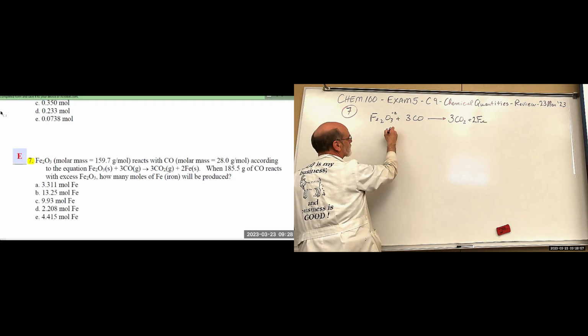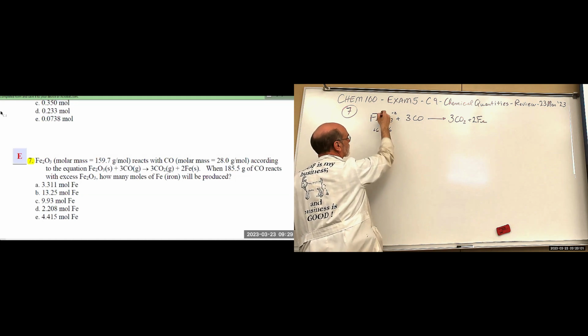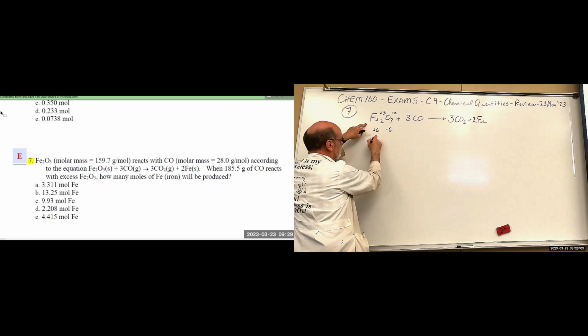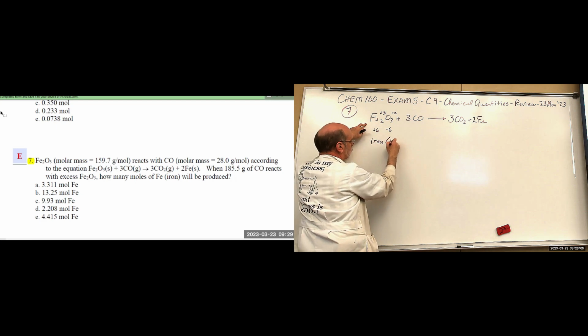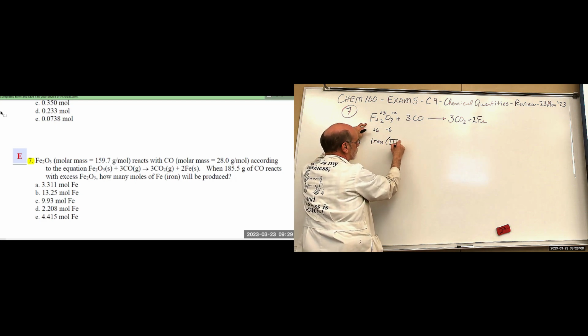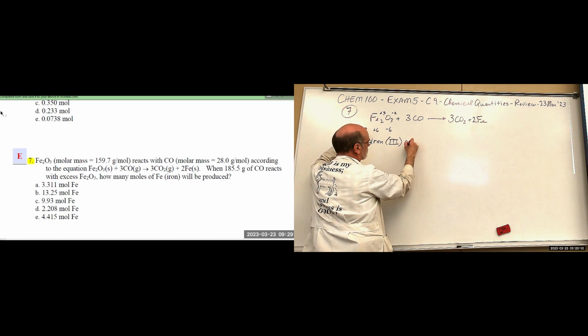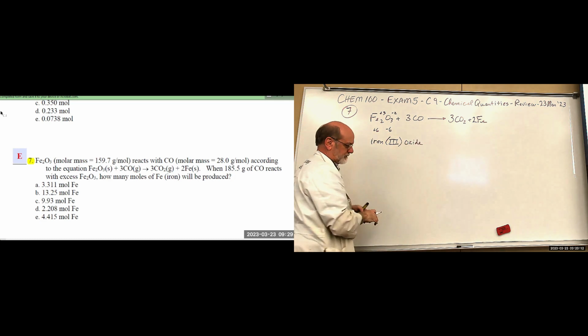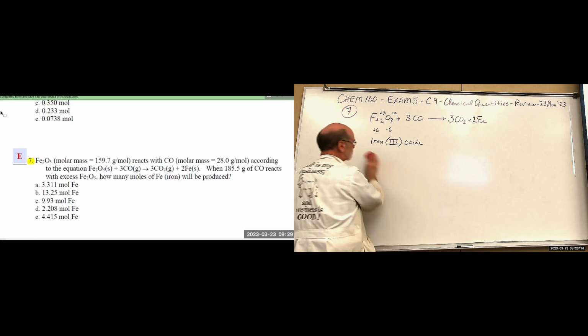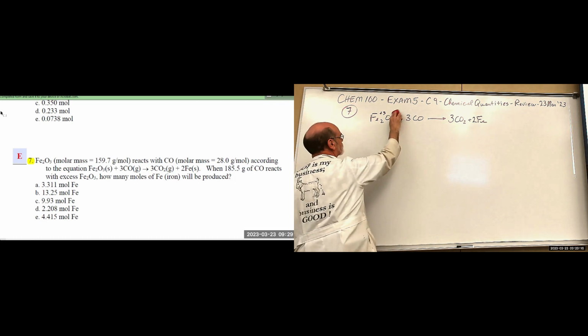-2 here, -6 total, +6 total here to balance means this is +3. So this is iron(III) oxide. Okay. Just a refresher.